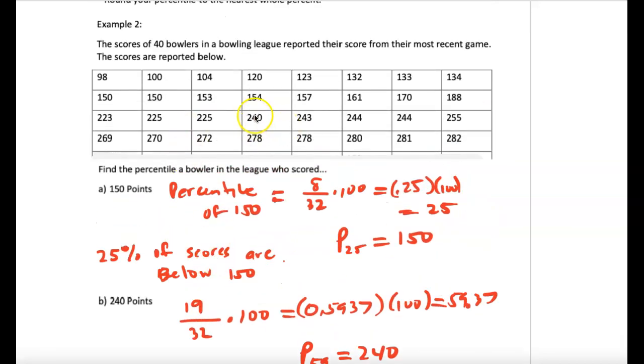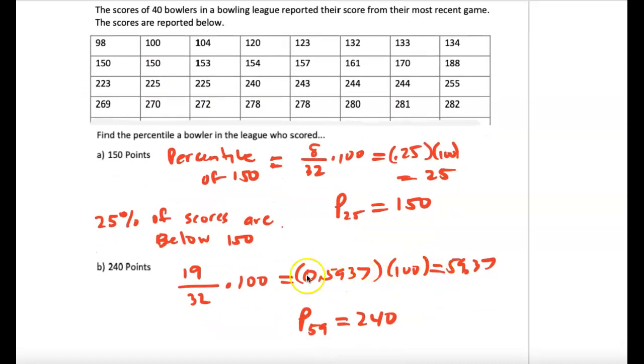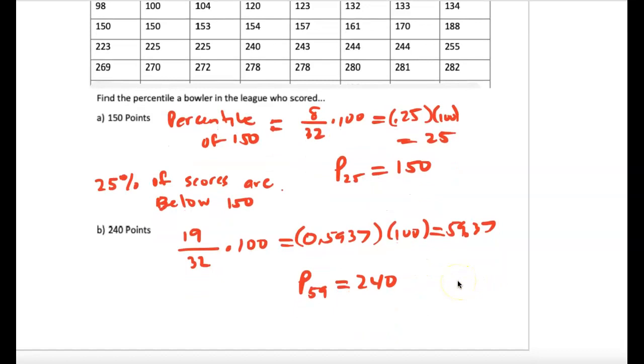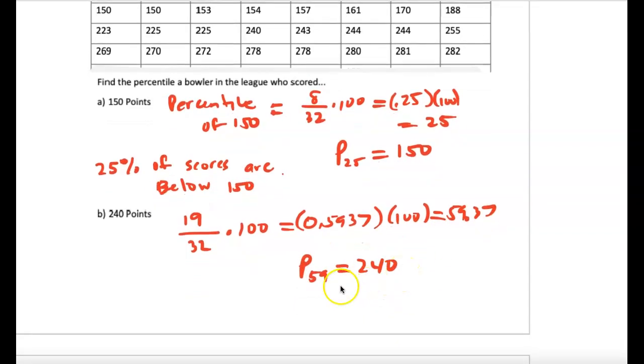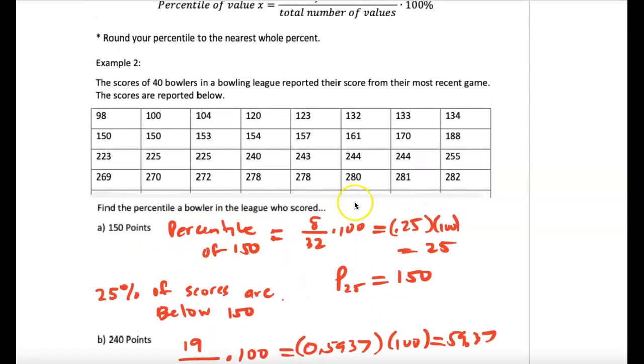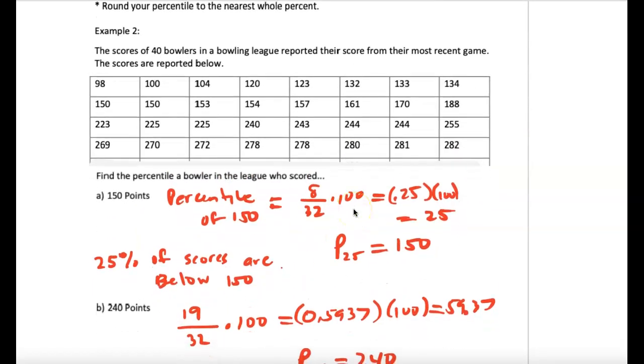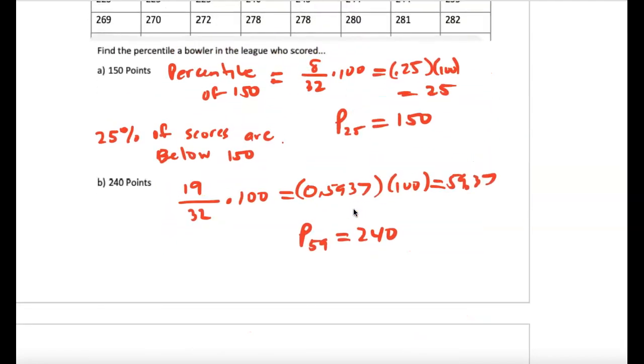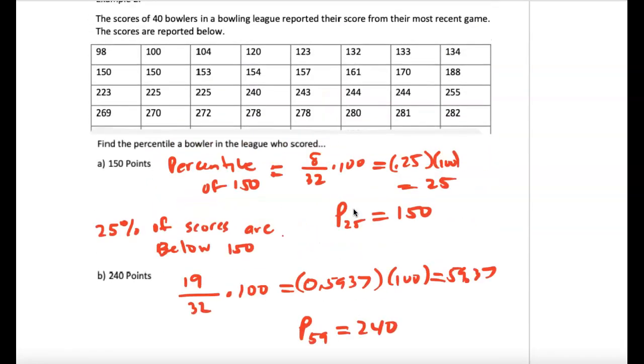240, same idea. There's 240, and then you count how many scores are below that. You get a value times 100. I get 59.37, so we would round down to the nearest percentile. Again, it's just an approximation. We get the idea that 240 is the 59th percentile. 59% of the values are below it. So it's something to think about as we do the calculations.